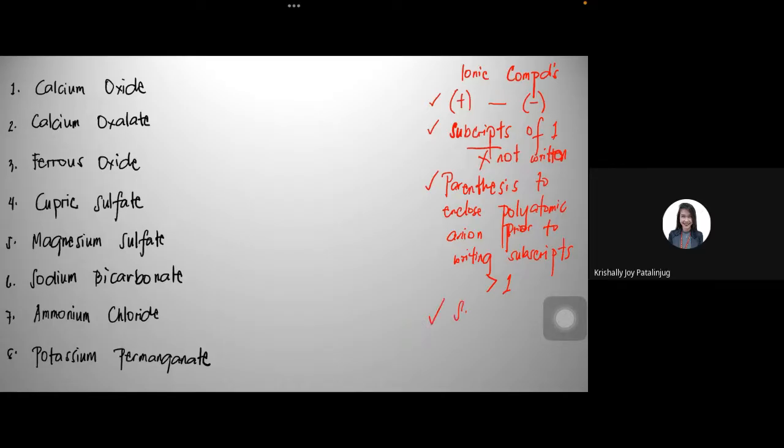And then lastly, there are chemical formulas of ionic compounds that need to be simplified. So kindly take note of that. If you think a chemical formula could be simplified, then you need to simplify it. That would be the final chemical formula of that particular compound. So we'll have a few exercises first before we proceed to our discussion on acids and covalent compounds.